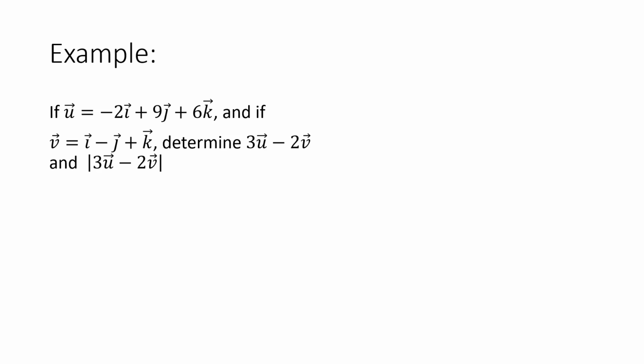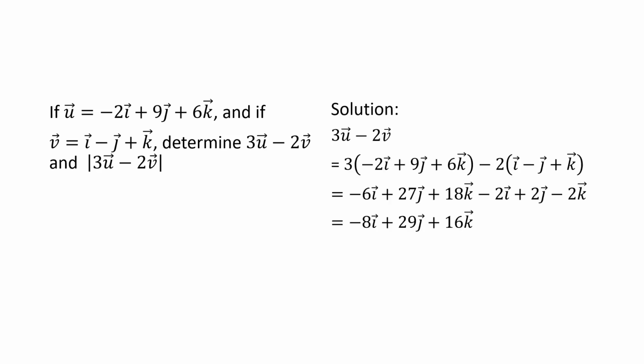Now, if u is equal to -2i plus 9j plus 6k and v is equal to i minus j plus k, we want to determine the vector 3u minus 2v and the magnitude of the vector 3u minus 2v. Well, this question is more just an algebraic exercise for you to get used to seeing that the distributive property works really nicely in these circumstances.